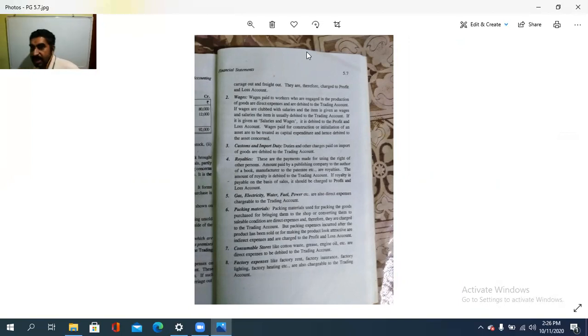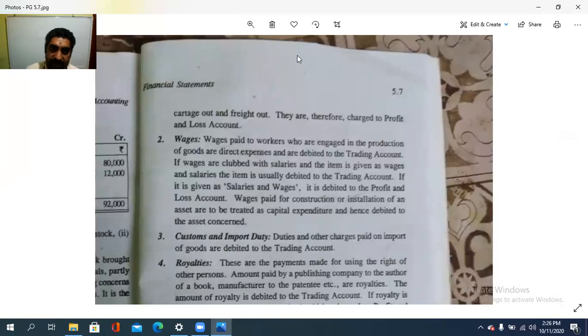Next is another item, wages. Wages paid to the workers who are engaged in the production of goods are direct expenses and are debited in trading account. If wages are clubbed with the salaries and the item is given as wages and salary, that is usually debited in trading account. If it is given salaries and wages, it should be debited in P&L account. അതാണ് രണ്ടും തമ്മിലുള്ള വ്യത്യാസം. വേജസിന്റെ കൂടെ സാലറി ക്ലബ്ഡ് ആണെങ്കിൽ ട്രേഡിംഗ് അക്കൗണ്ടിലും സാലറിയുടെ കൂടെ വേജസ് ക്ലബ്ഡ് ആണെങ്കിൽ P&L അക്കൗണ്ടിലും അതാണ് എടുക്കുന്നത്, ഡെബിറ്റ് ചെയ്യുന്നത്. Wages paid for construction or installation of an asset are to be treated as capital expenditure and hence debited to the asset concerned.